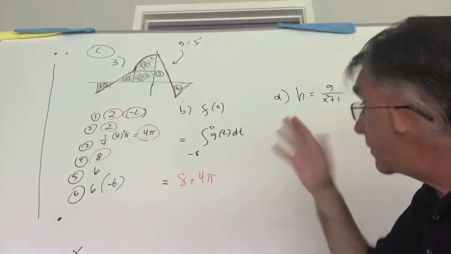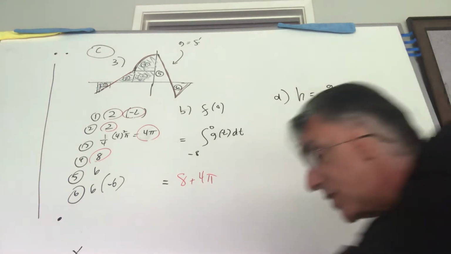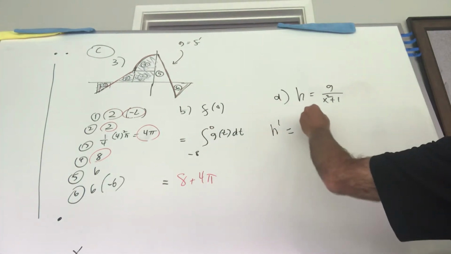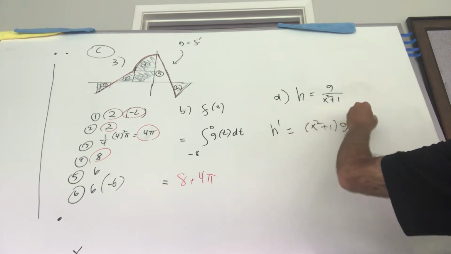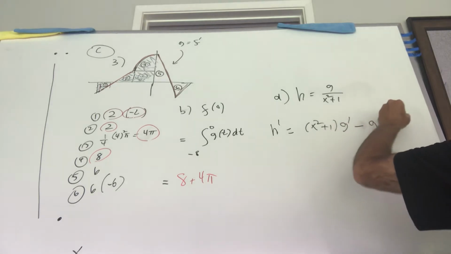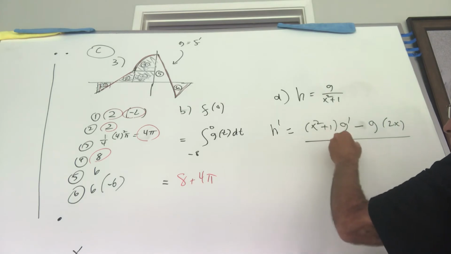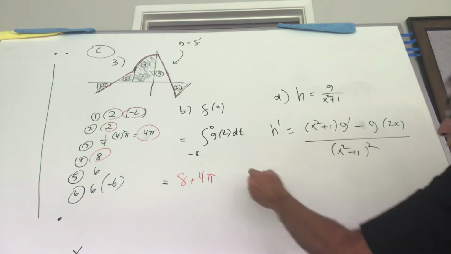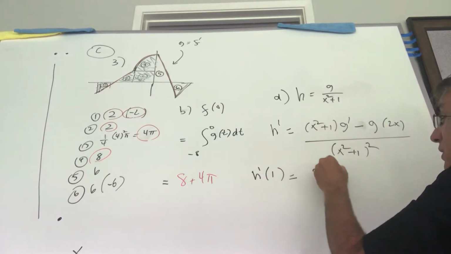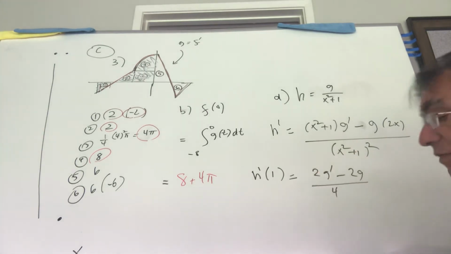Okay, so now the D question. What if H is G over X plus 1? Now you have to remember how to do a quotient rule. So H prime is bottom times the derivative of the top, minus, not plus, minus the top times the bottom, over the bottom squared. Now we're doing this at 1. So 1 squared plus 1 is 2, g prime minus 2g, over 4.